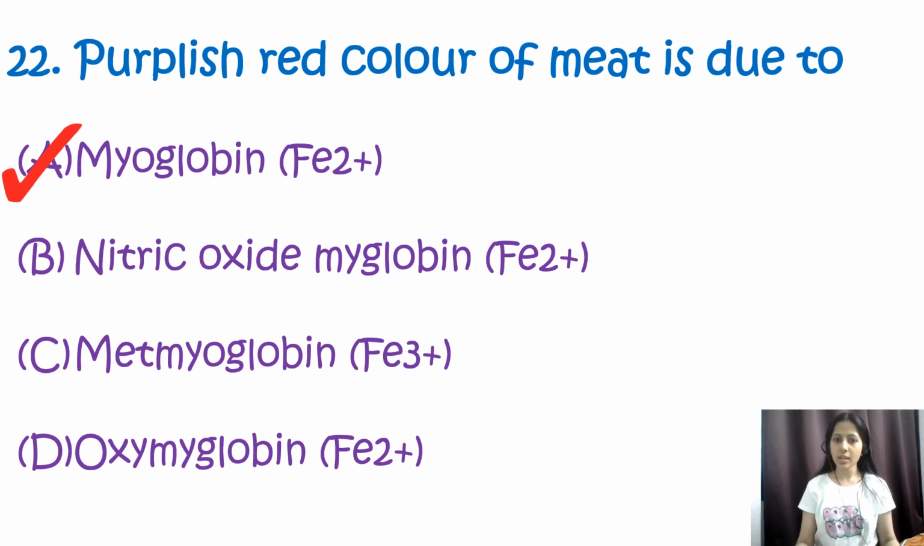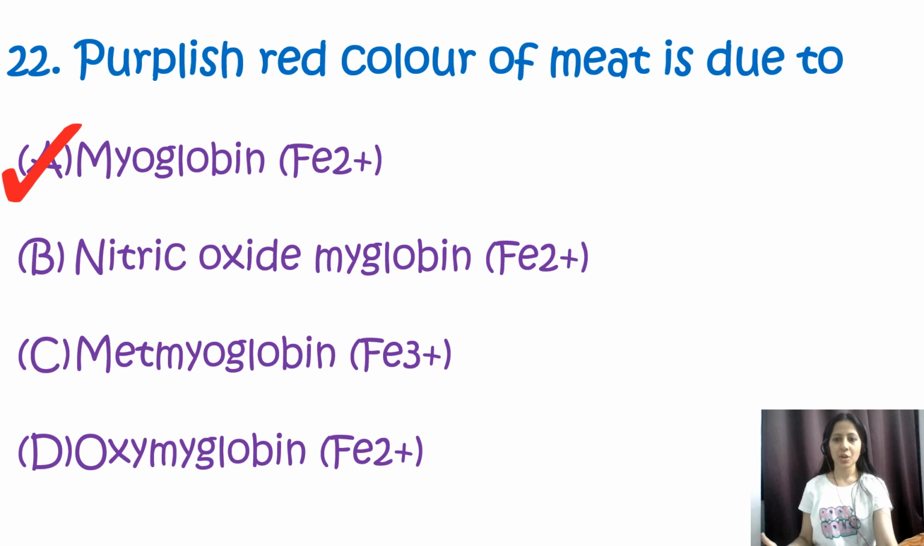Now with time, when this myoglobin gets exposed to oxygen, it undergoes oxidation, and it forms metmyoglobin, that is Fe3+, and it gives the meat a brown color. That's why with time the meat changes its color from purplish red to brownish red. Over here my correct option will be A, that is myoglobin.